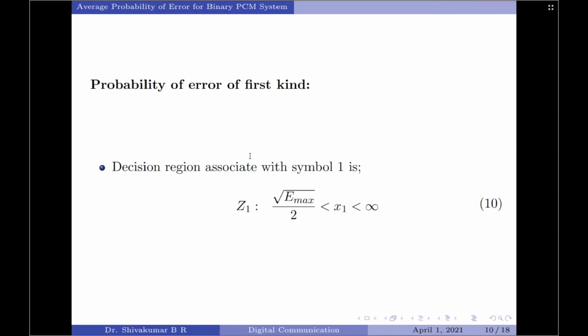Let us now move on and calculate the probability of making an error of the first kind, which is assuming the symbol 0 is transmitted. Under this condition, an error is made if the receiver decides in favor of symbol 1.